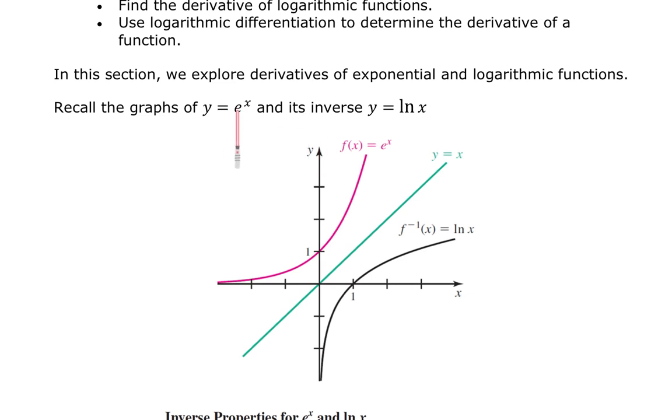The inverse of e to the x is the natural log of x, which is log base e of x, but we use ln. Here's a graph of e to the x. Here's the graph of the inverse. And if you recall from your previous knowledge, the function and its inverse will be reflected over the line y is equal to x.